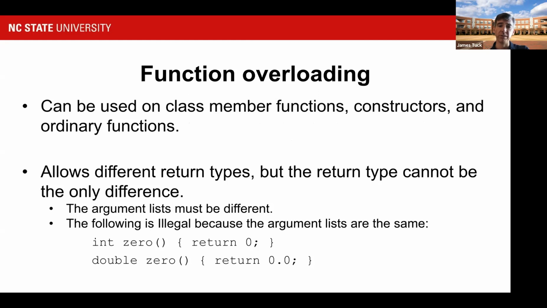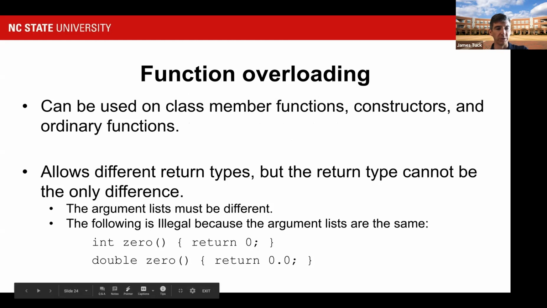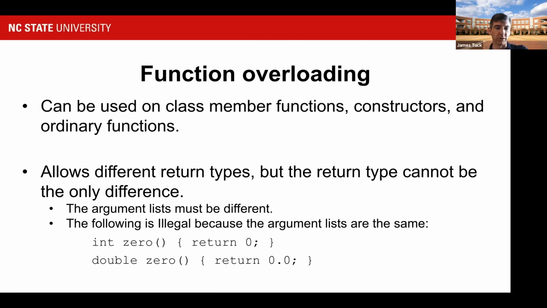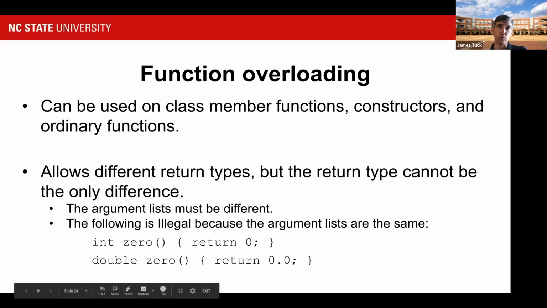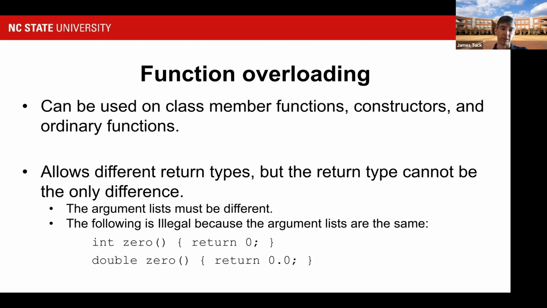Something to know, though, is that the argument lists have to be different on these overloaded functions. You can have different return types, but different return types alone are not enough to differentiate overloaded functions. So for example, if I wanted a function that returned integer 0 and another function that returned double 0, but they took no arguments, this would be illegal, and the C++ compiler would complain because there's no difference in their arguments, and the compiler wouldn't be sure which one it should call. It'd be confused. Does the programmer want me to call integer 0 or double 0?